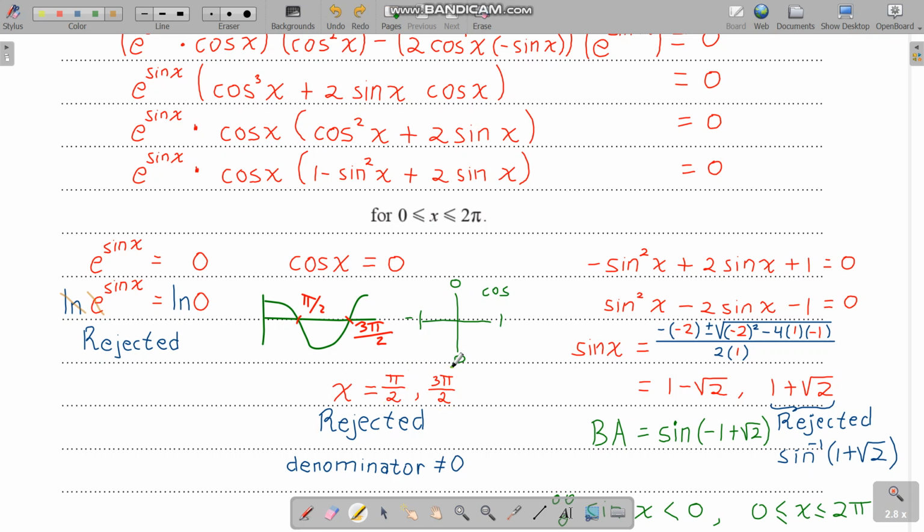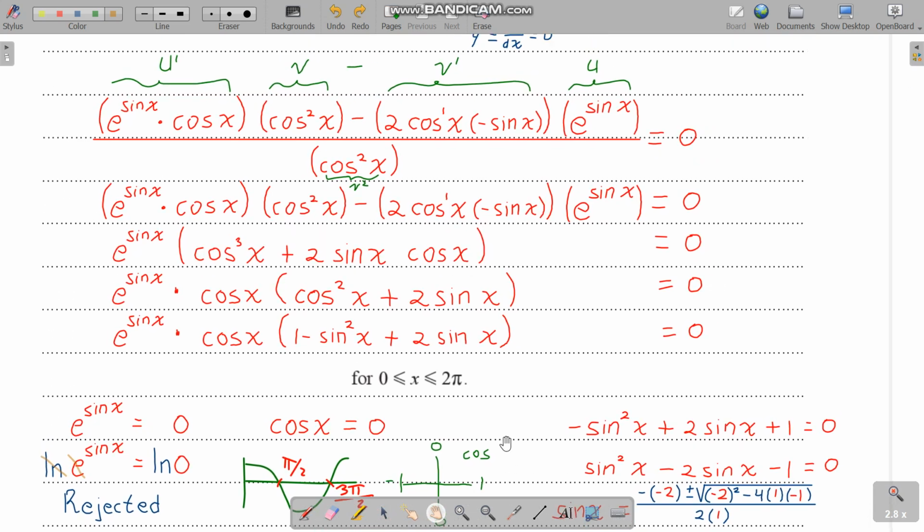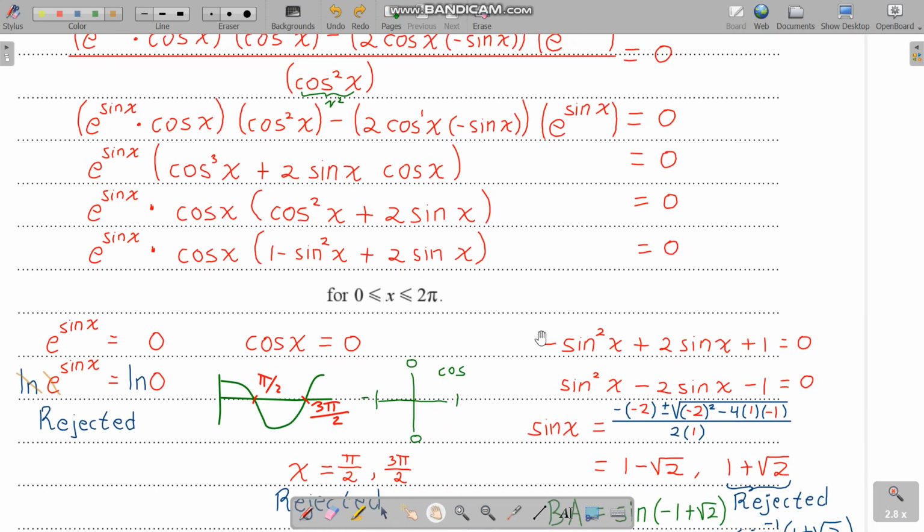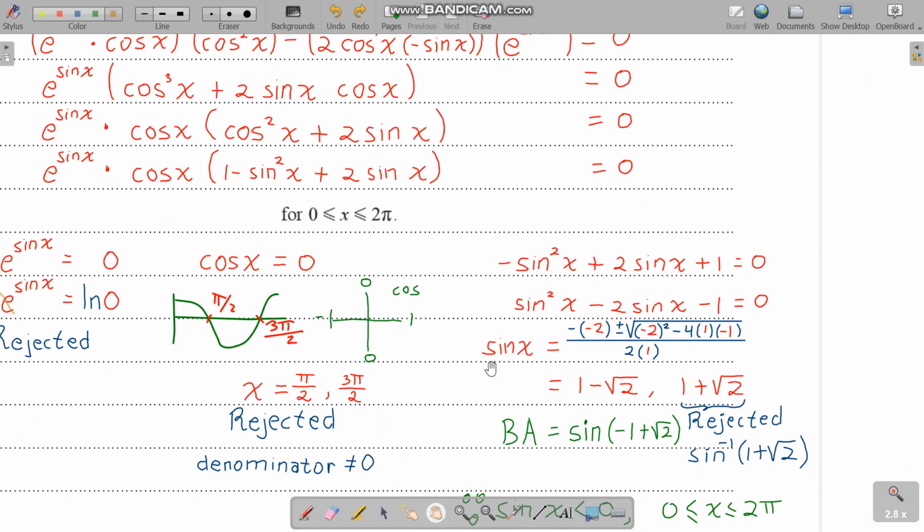Now in case you are wondering why this is rejected: if you look at y prime again, if cos x is 0, we are going to divide by 0, which is undefined. Or you can cancel out here, dividing by cos, so actually there will be no cos x factor in the numerator if you cancel out. So there is just no possible solution from cos x equals 0.